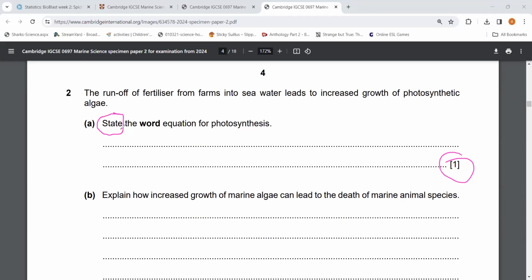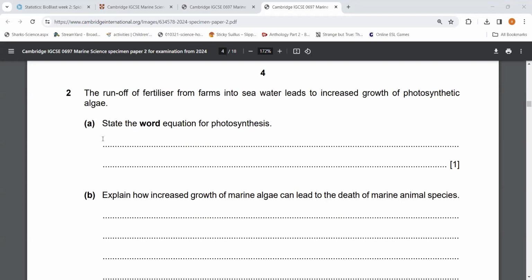So the command word is that word at the very start of the question. It will be like state, explain, describe, suggest, calculate. So here in this question, the command word is explain. In this question, it is state. And I'm going to go over the command words in a little bit more detail in a second. But basically, look at that command word, think about what it's saying, look at the marks.